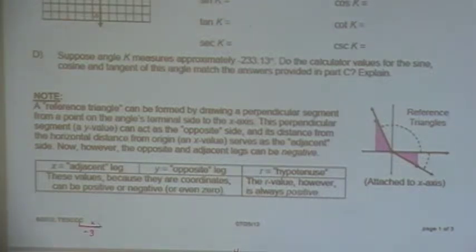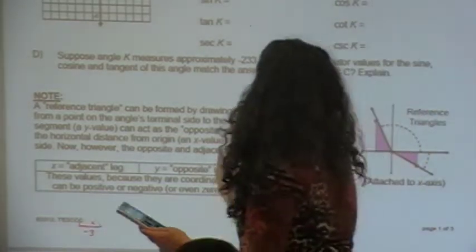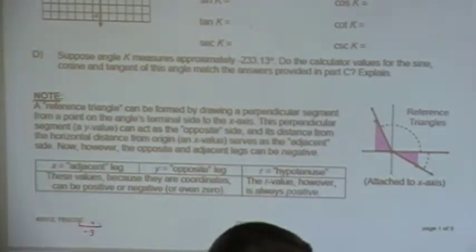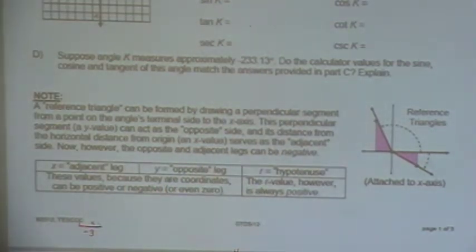So go ahead and plug in sine of, and you can put in, even though it's obtuse for right now, negative 233.13. I got negative 0.60. Wait, sine? Oh, hold on. I'm in radians. Give me a second. Are you really in radians, or is it saying you're in radians? Oh, no, I really am.